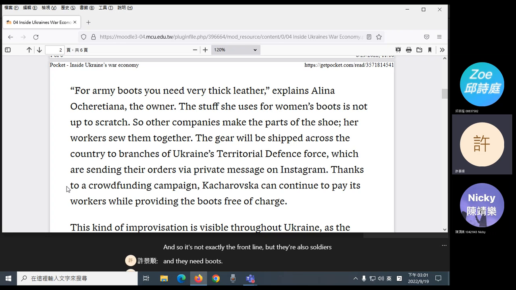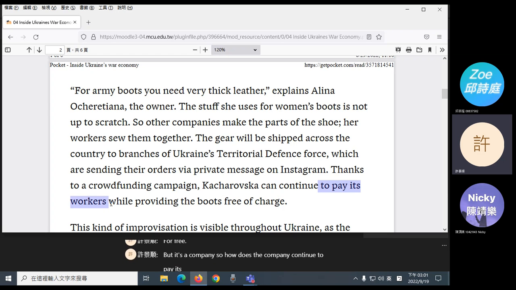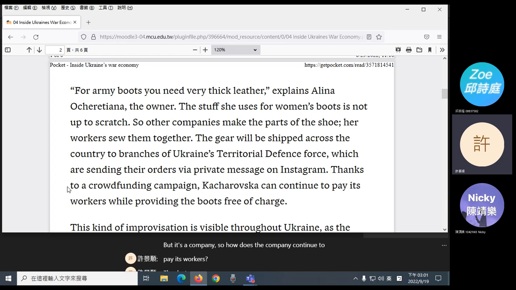Thanks to a crowdfunding campaign, Katerovska can continue to pay its workers while providing the boots free of charge. So not only are they making boots for soldiers, they're not even selling the boots. They're giving the boots to the soldiers for free. But it's a company. So how does the company continue to pay its workers? Thanks to a crowdfunding campaign. So they posted something online and asked people to donate money. In Chinese, we call this 群众募资.